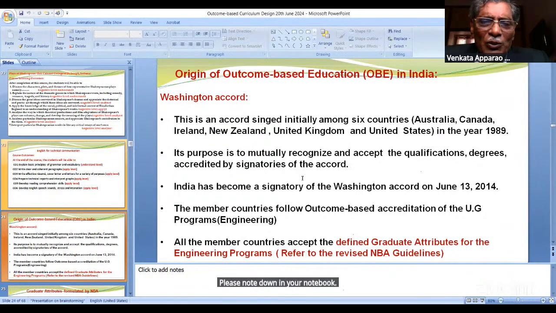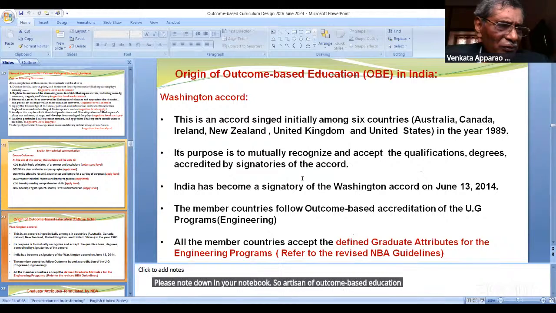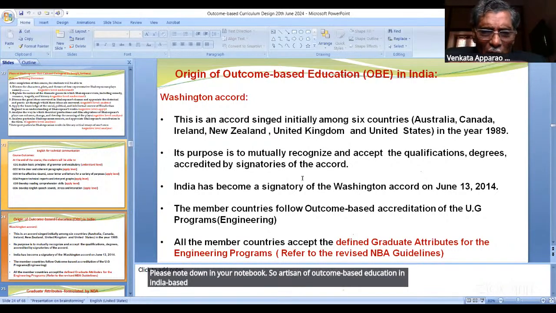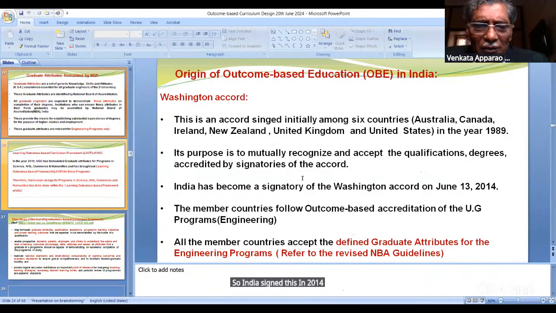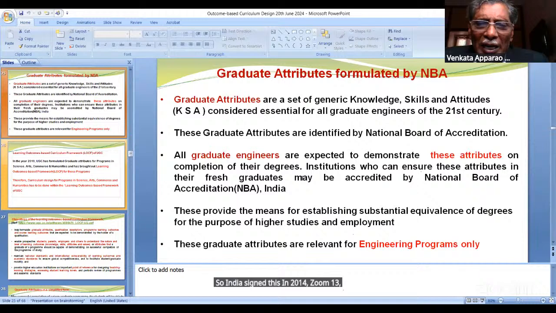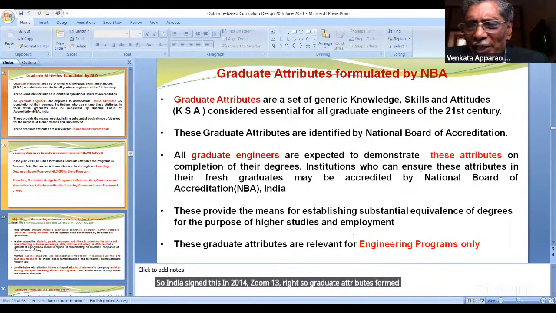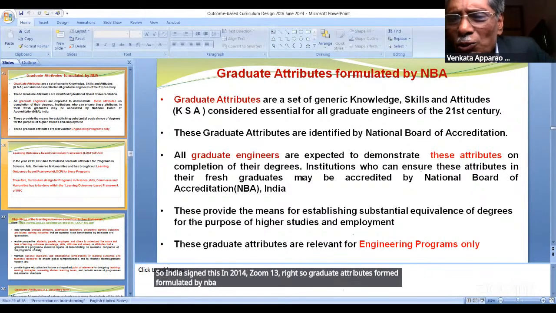So, origin of outcome-based education in India. This is an accord initially signed among 6 countries, Australia, Canada, etc. India signed this in 2014, June 13th, right? So graduate attributes formulated by NBA. Now please go through the revised graduate attributes formulated by NBA.